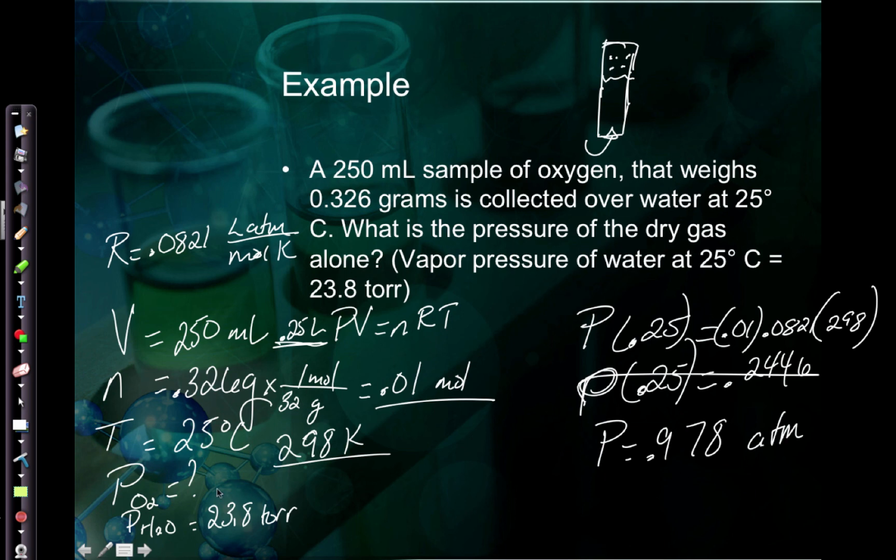So in order to get the last part, I need to get the pressure of my oxygen gas by itself. Well, the pressure of the water vapor is in torr, so I need to convert one of them. It really doesn't matter which one I convert, so let's just do this one. So 1 atm over 760 torr. 23.8 divided by 760 gives me 0.0313. All right, so that is atm.